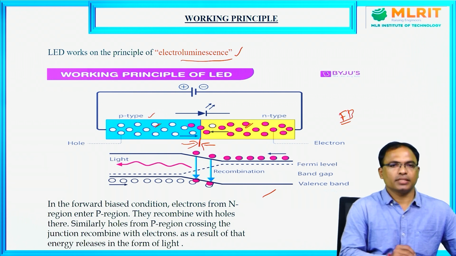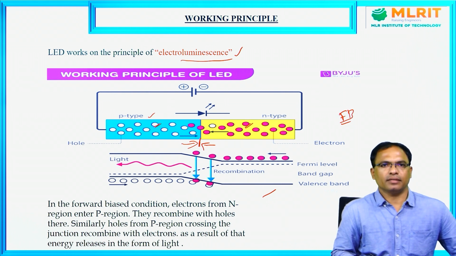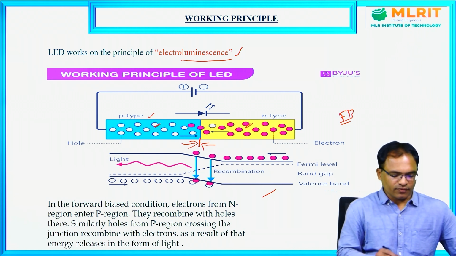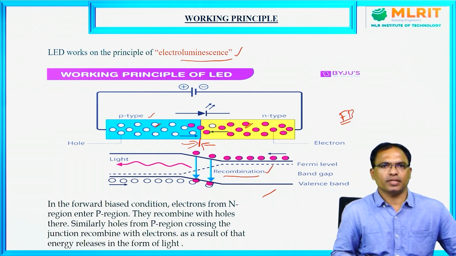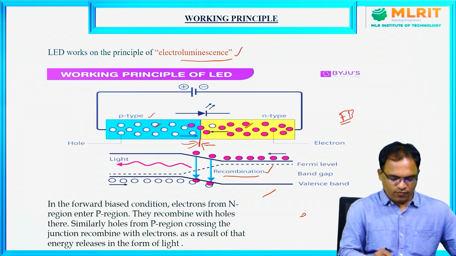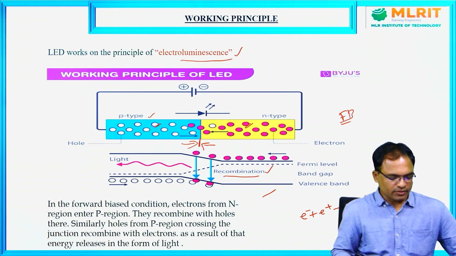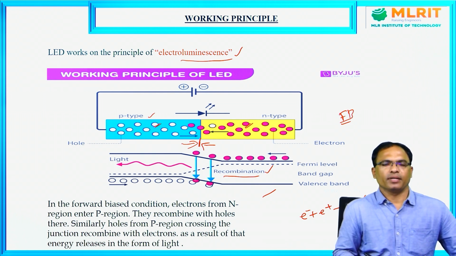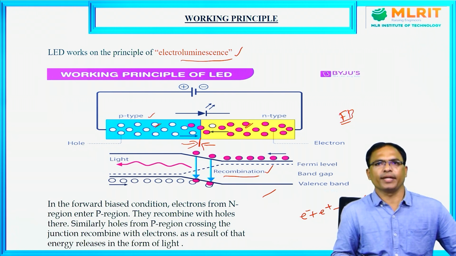Due to this, the thickness of the junction decreases, as well as the height of the potential barrier decreases. Because of that, recombination of electrons and holes takes place at the junction. When one electron recombines with a hole, one photon is released. Like that, many electrons and holes recombine at the junction, and as a result, many photons are released. The collection of all these photons is called radiation.